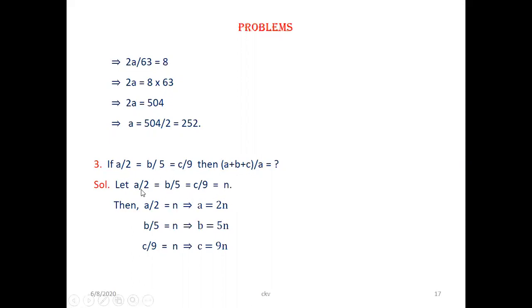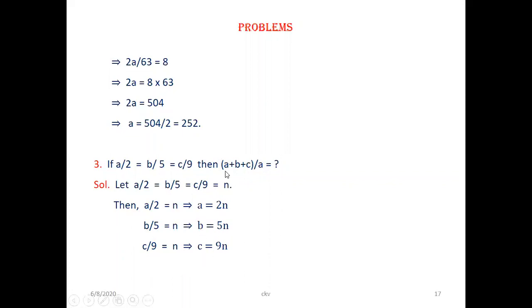Okay, so this means that a by 2 is equal to n, b by 5 is equal to n, c by 9 is equal to n. So a by 2 is equal to n means, as I told you already, as 2 is the denominator, when you take it to the other side of the equal to, it will go to the numerator. So a is 2n. b by 5 is equal to n means, when you bring this 5 to the other side, b is equal to 5 into n. Now c by 9 is equal to n means c is equal to 9n. So now you know what is a, what is b, what is c.